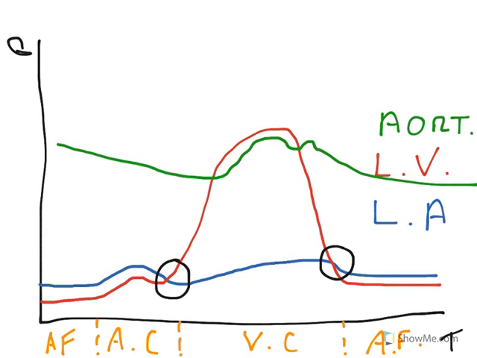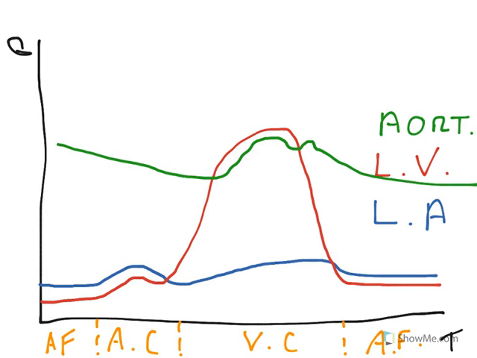If we consider the relationship between the pressure in the aorta and the left ventricle, we've got this point here, and this is the point at which the pressure in the left ventricle exceeds the pressure in the aorta. So that's where the aortic valve opens and blood enters the aorta from the left ventricle. And on the opposite side, we've got this point here, which is the point at which the pressure in the aorta exceeds the pressure in the left ventricle, and that's where the aortic valve closes.